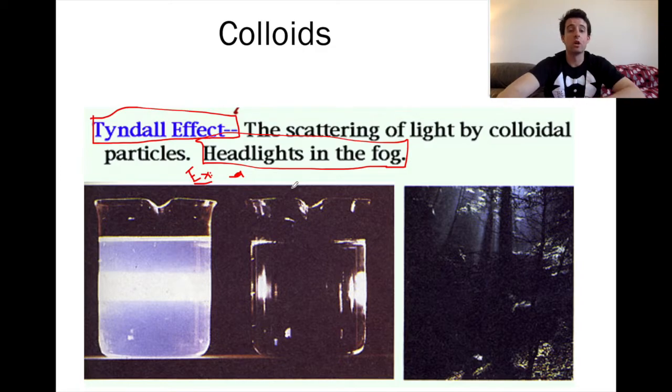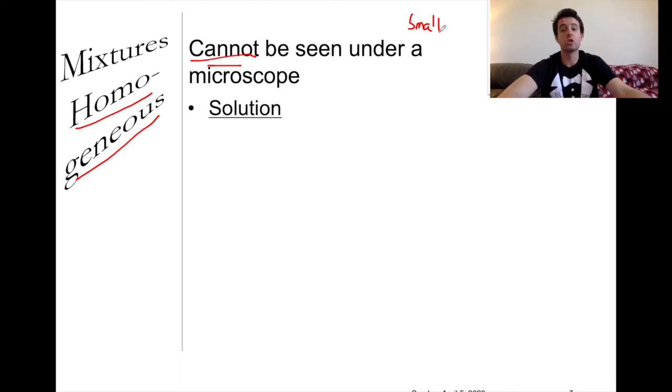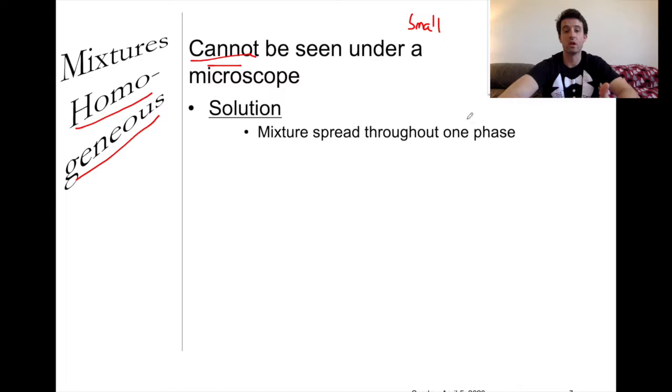Let's move on now to homogeneous mixtures. Homogeneous mixtures have particles that cannot be seen under a microscope. They're just too small. So you definitely want to write that down about homogeneous mixtures: particles cannot be seen under a microscope. The only type of homogeneous mixture we're going to talk about is something called a solution. A solution is a mixture spread through one phase. The particles in the solution will dissolve, so they cannot be separated.